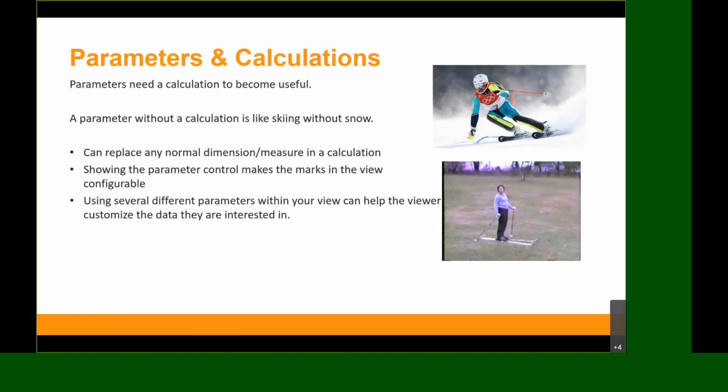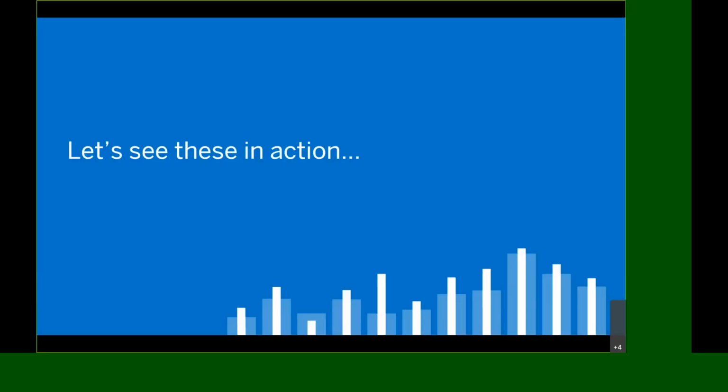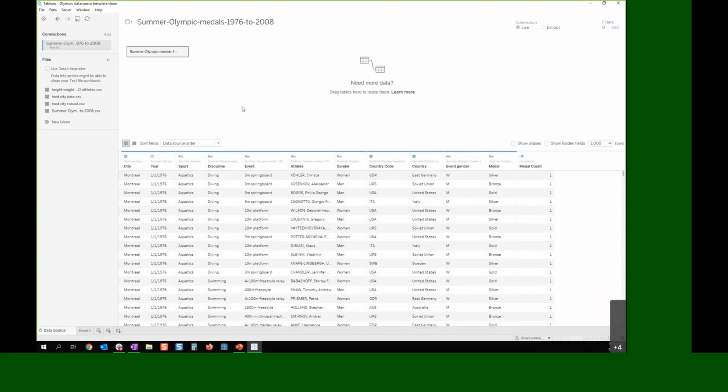So parameters can replace any normal dimension or measure in a calculation, and showing the parameter control makes the marks in that view configurable. Using several different parameters within your view can also help the viewer customize the data that they're interested in. So, like most things in Tableau, it's usually best to see these things in action. I mean, we're in this to help people see and understand their data, and that has an extra emphasis on see. So let's go ahead and jump into Tableau.